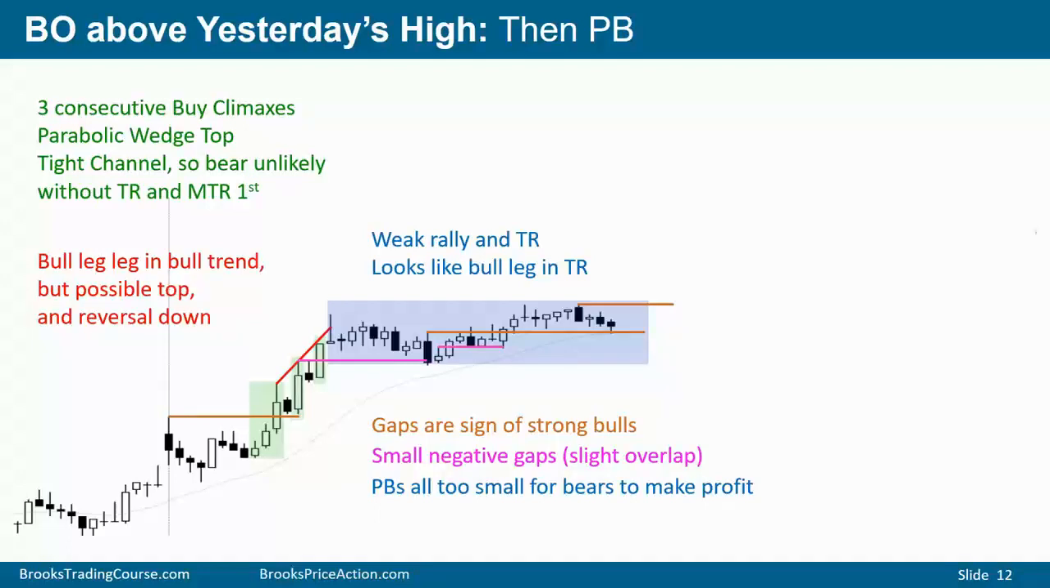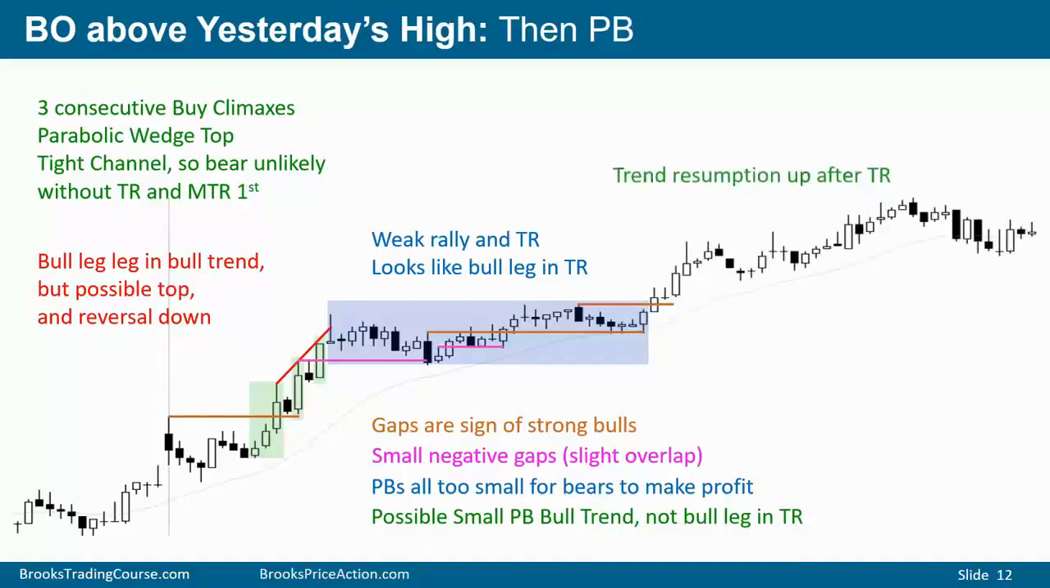You got to be thinking that we got a combination of a weak looking rally, looks like a leg in a trading range, but all the pullbacks are small and we're forming gaps and negative gaps. Those are the ingredients of a small pullback bull trend. I would be looking to buy, betting that we'll get higher prices. And here we got trend resumption up after the trading range.